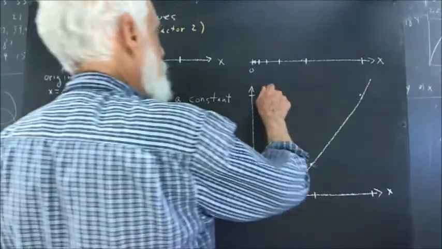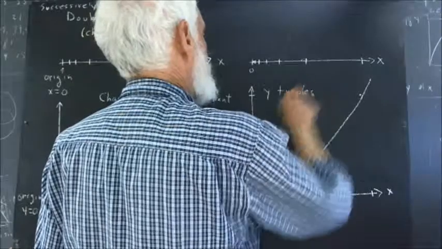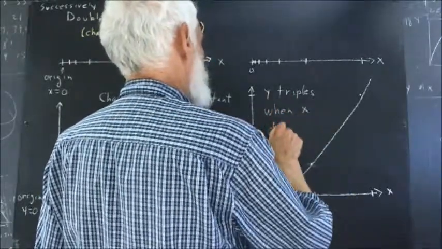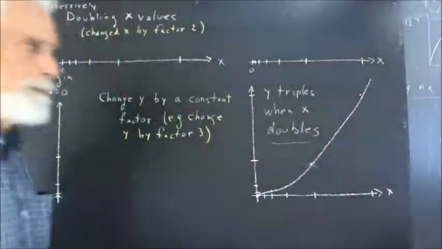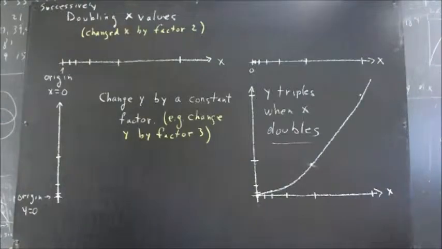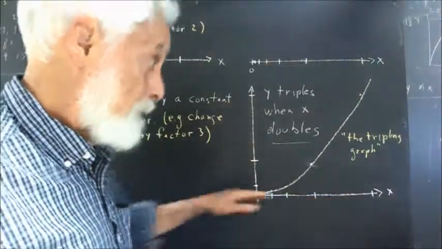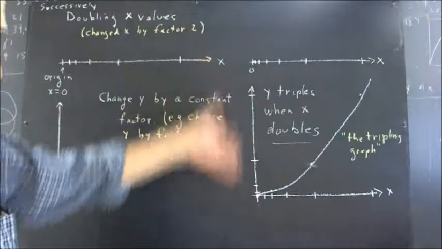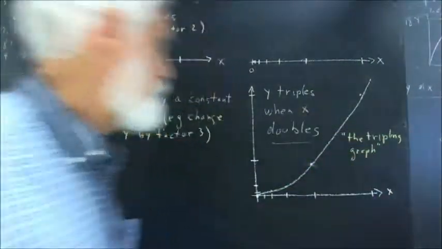So I can say y triples when x doubles. And if we accept the convention that we're always going to let x double, we're always going to do the x-axis with a doubling and then use various ratios on the y-axis, we could call this the tripling graph. Okay.